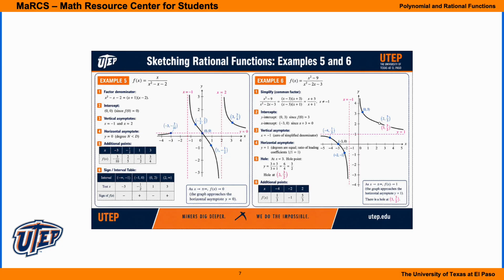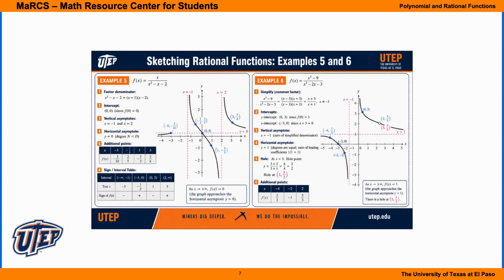For example 6, we are given the function f of x is equal to (x squared minus 9) divided by (x squared minus 2x minus 3). The numerator is a difference of squares, so x squared minus 9 can be factored into (x minus 3) times (x plus 3). The denominator, x squared minus 2x minus 3, can be factored into (x minus 3) times (x plus 1). And we see that we will have a hole at x is equal to 3 because we will be canceling out the term x minus 3 in both the numerator and the denominator.